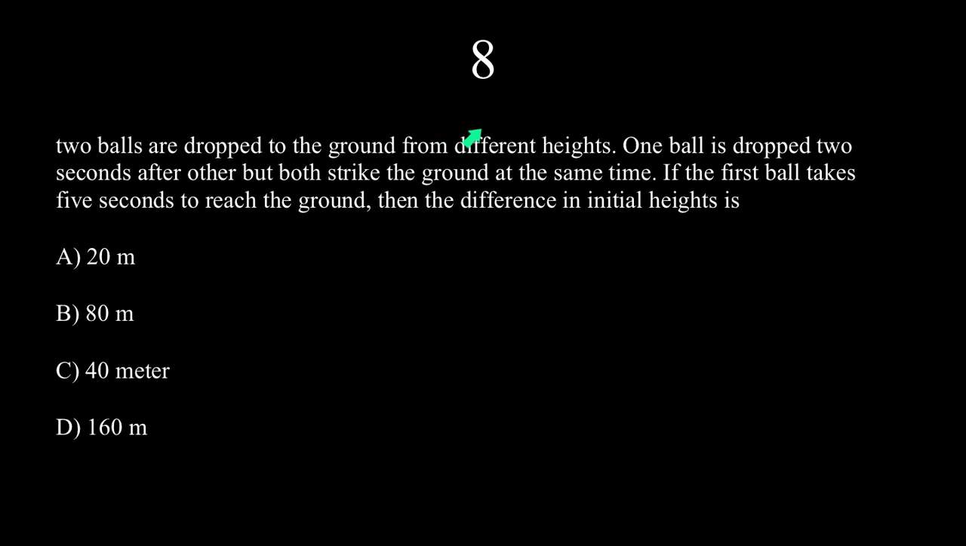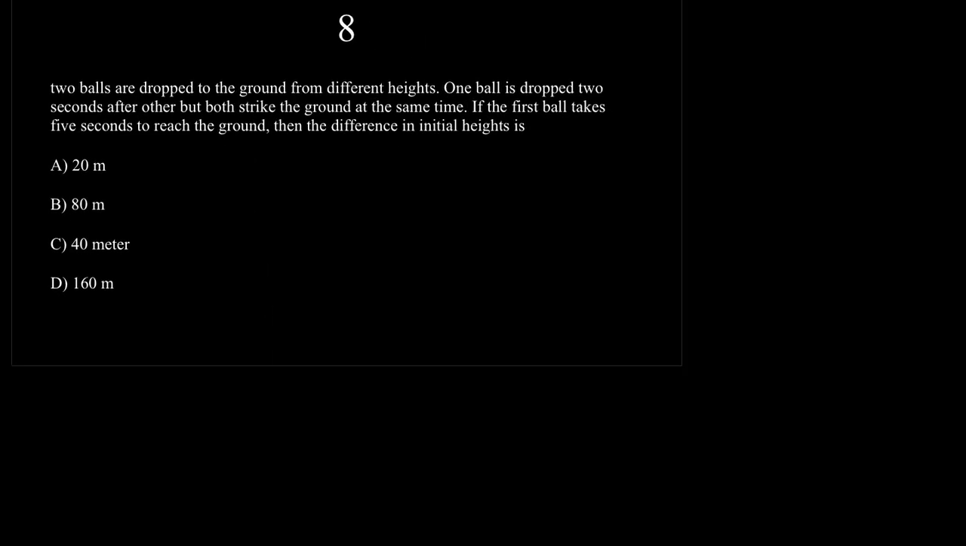Two balls are dropped to the ground from different heights. One ball is dropped 2 seconds after the other, but both strike the ground at the same time. If the first ball takes 5 seconds to reach the ground, then the difference in initial heights is? So let us just try to visualize the situation. We have two balls. One is dropped like this, and the other is also dropped but from a different height. Let us say this height.